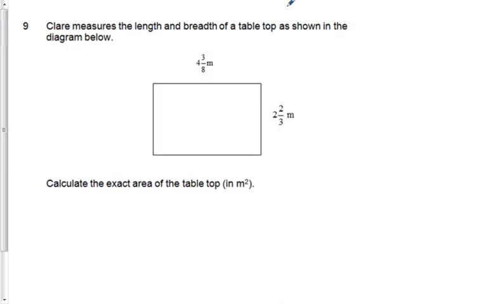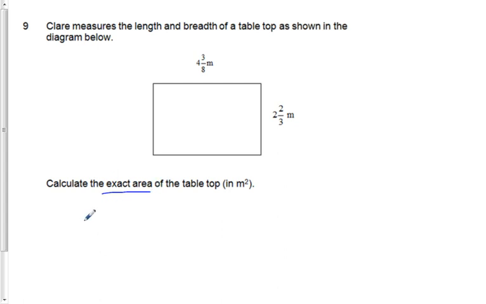Question 9. Claire measures the length and breadth of a tabletop as shown in the diagram below. Calculate the exact area of the tabletop in meters squared. The clue here, the exact area, should tell us that what we're calculating is going to probably have a fraction in it. Our questions here have mixed fractions. We've got whole numbers and fractions, so our answer will need to be in the same format.